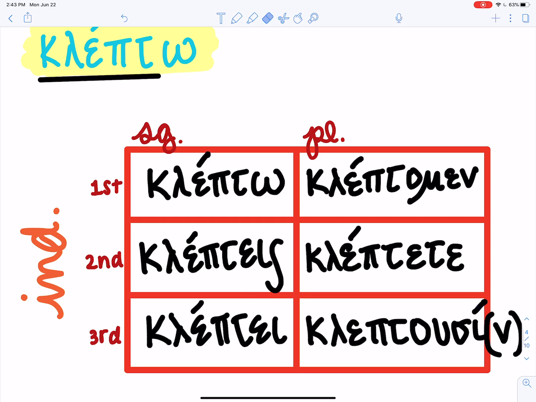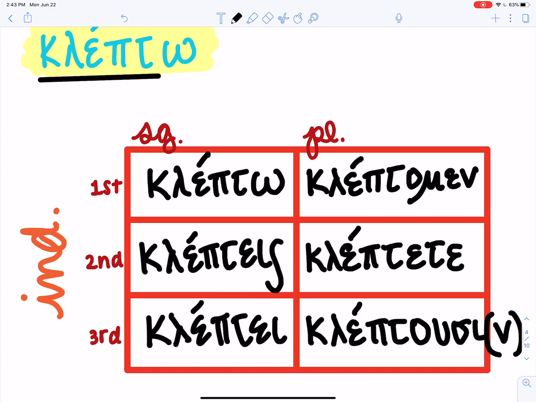Okay, we know that the imaginary acute is on that iota, and we're going to move back 1, 2 syllables. So we end up with the acute on the epsilon. And that is it for your present active indicative.